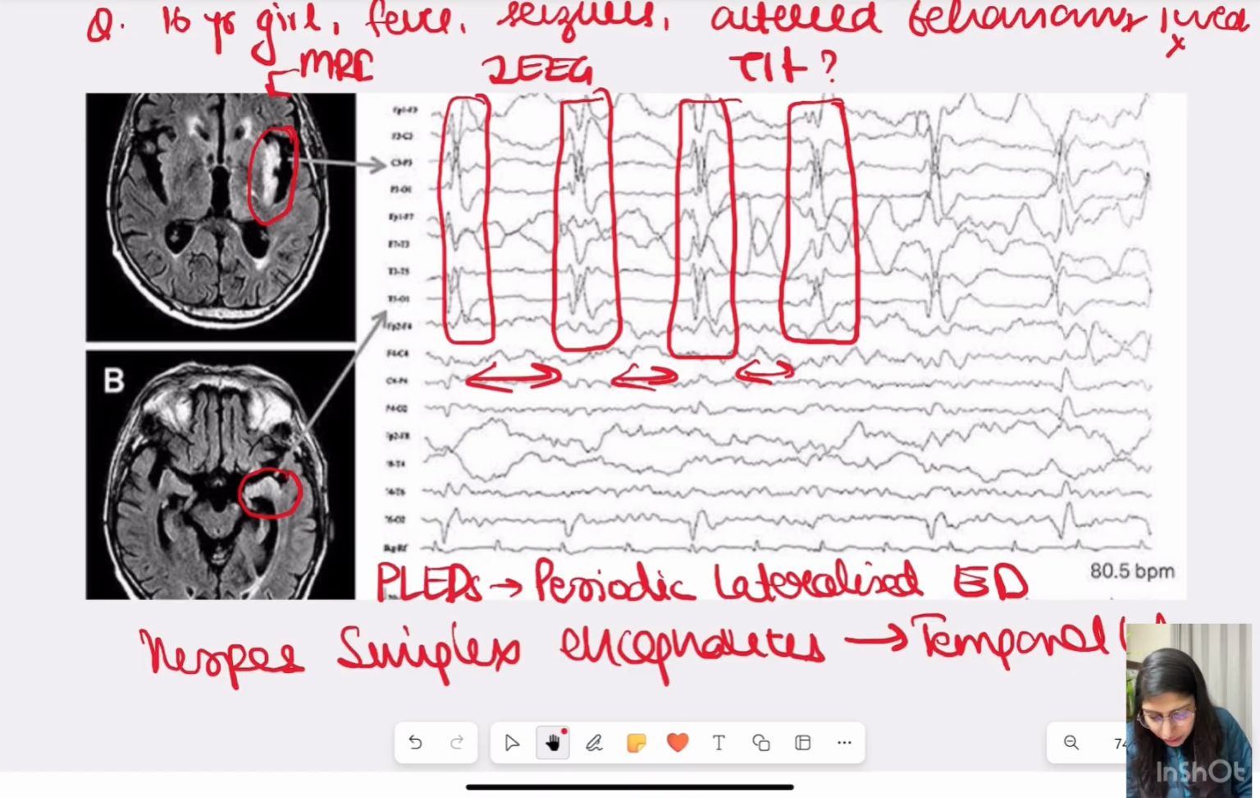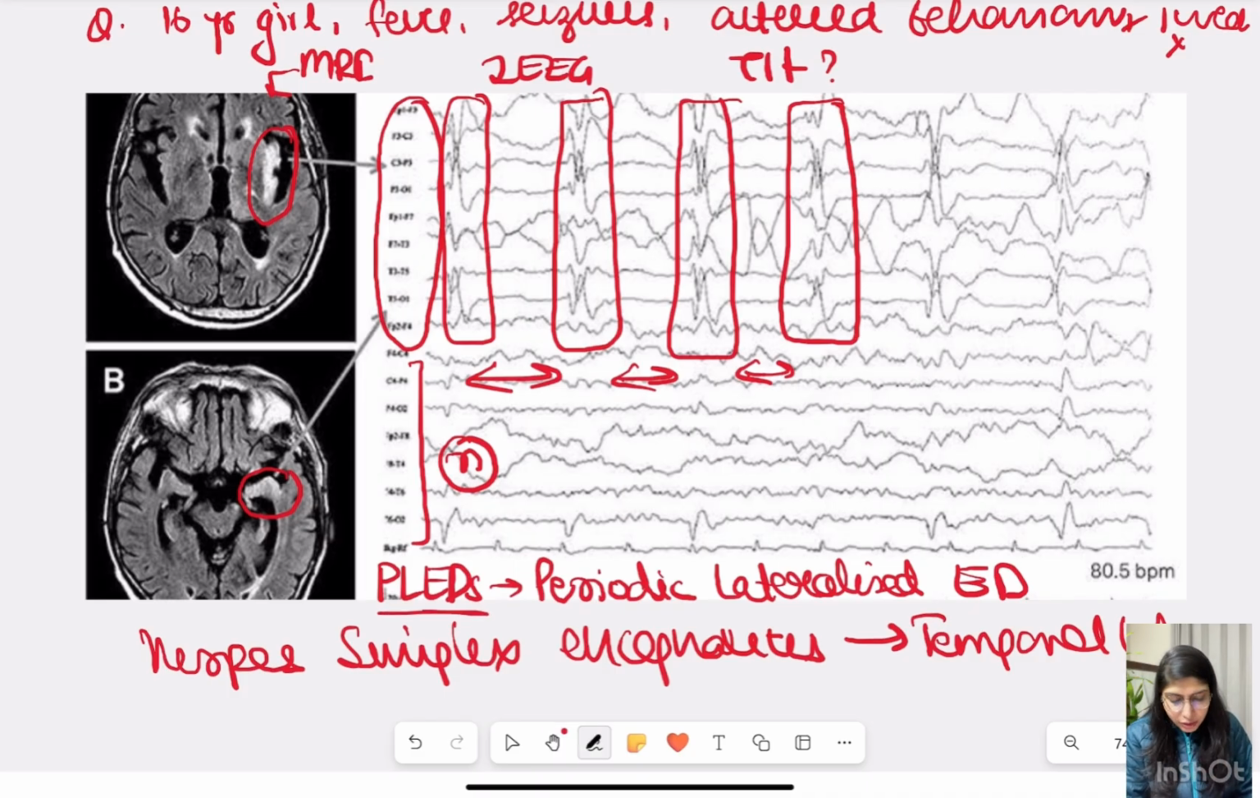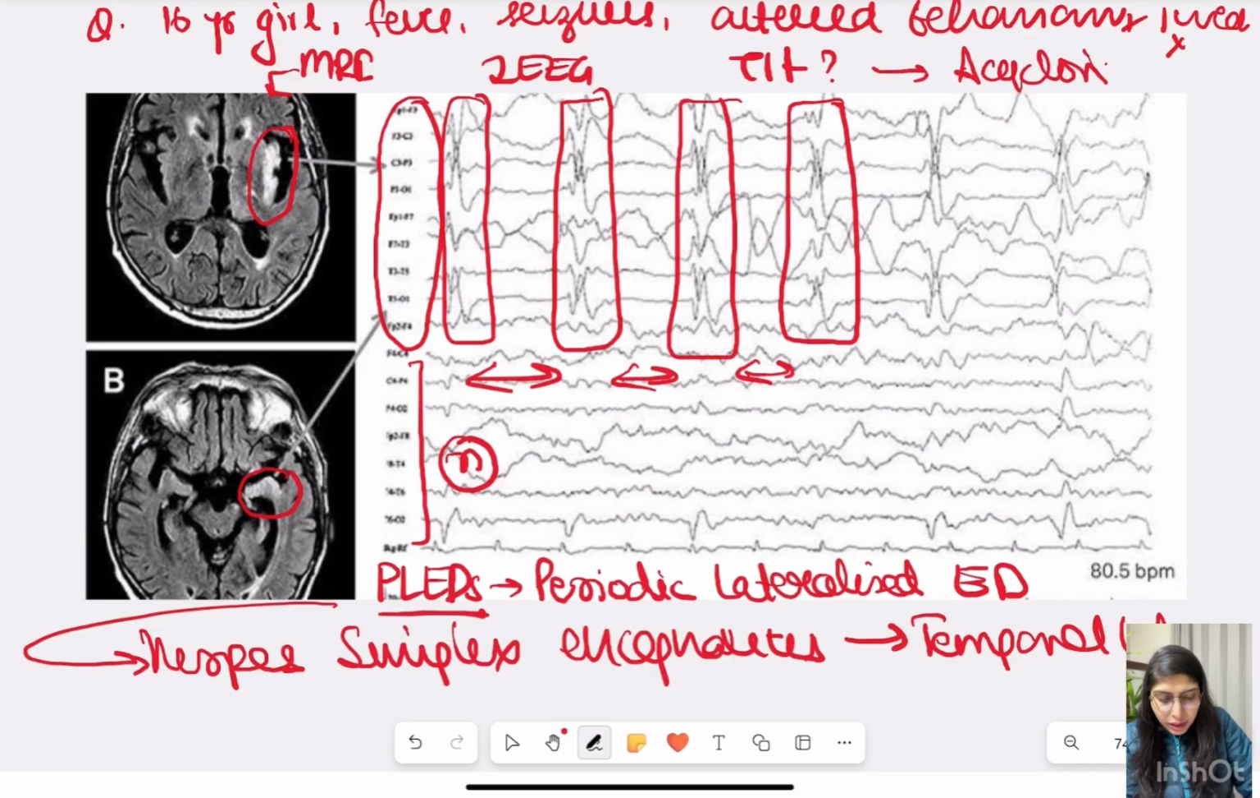Lateralized. By lateralized we mean in the MRI also we can see the left side of the brain is involved. In the EEG also the left leads are involved. The right leads are all normal. And ED is for epileptiform discharges. So this is something known as PLEDs and usually seen in herpes simplex. And now your answer is going to be acyclovir, injectable acyclovir. Right? Let's move on. Please take a screenshot.